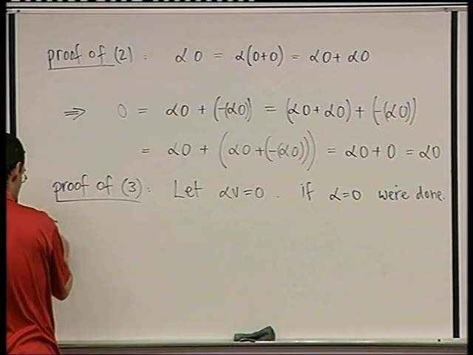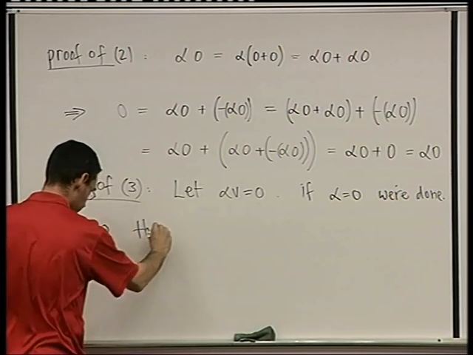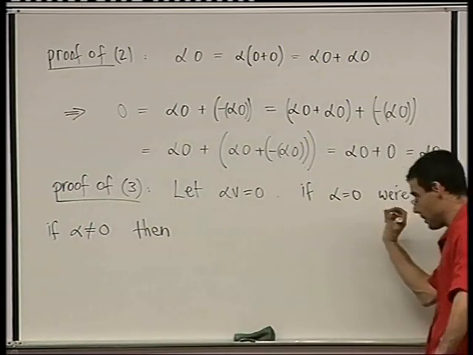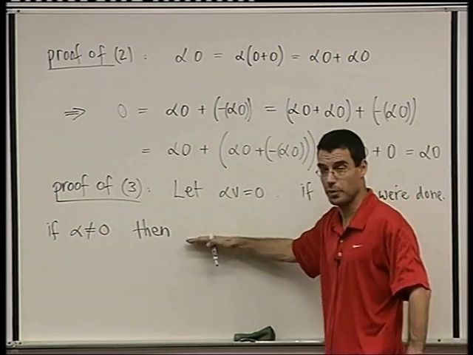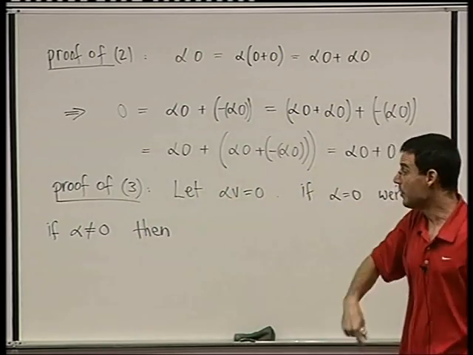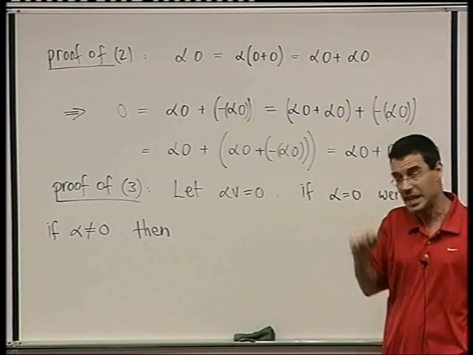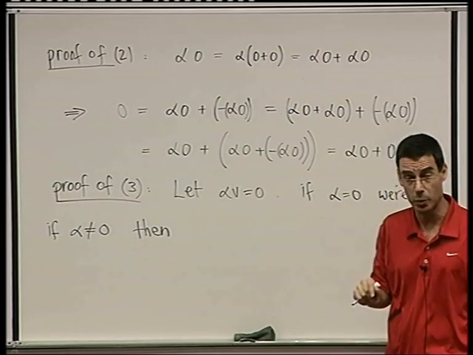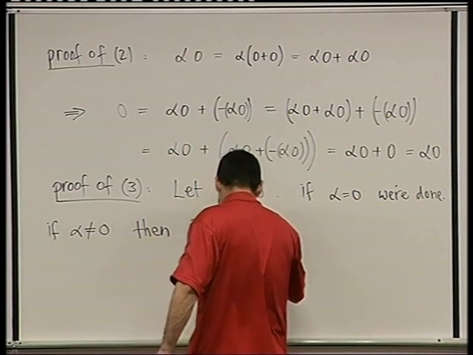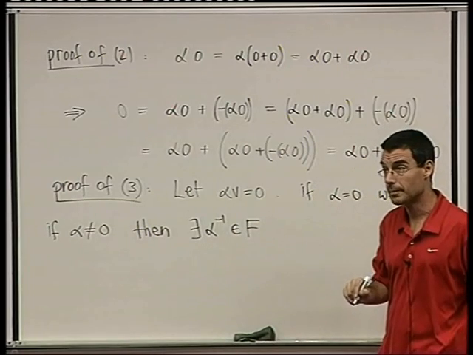So if alpha is not 0, then, and the reason I'm separating this case is also useful for what I'm going to write now. Remember that alpha is an element in the field. Okay? If it's not 0, it has a multiplicative inverse in the field. It has a 1 over alpha, or an alpha to the minus 1. Then there exists alpha to the minus 1 in F. There exists a multiplicative inverse of alpha. Do you agree? Okay?